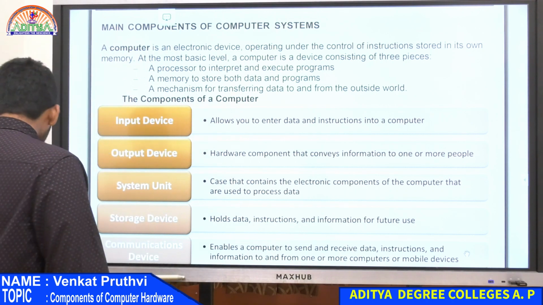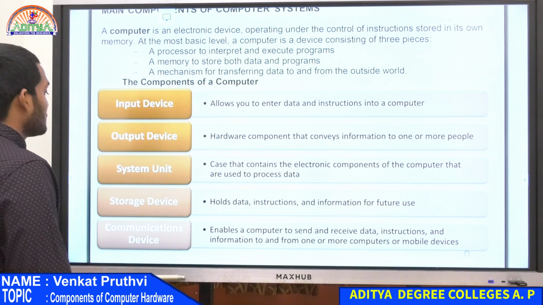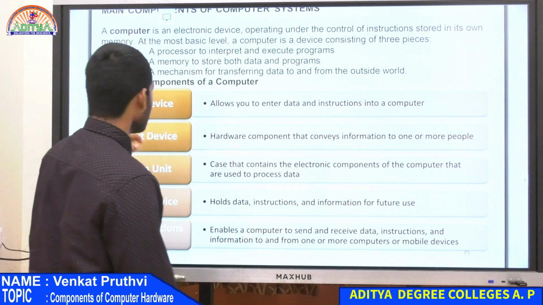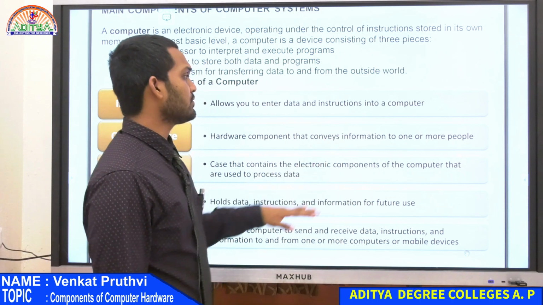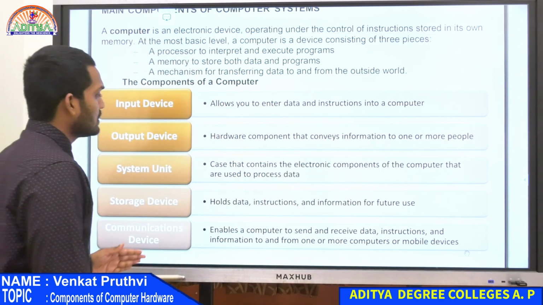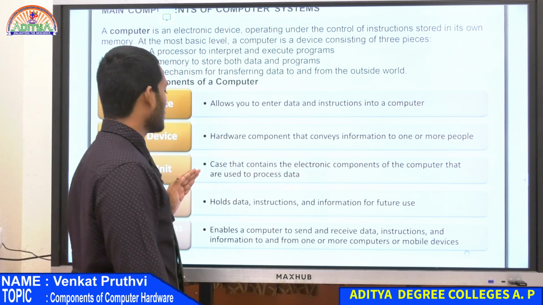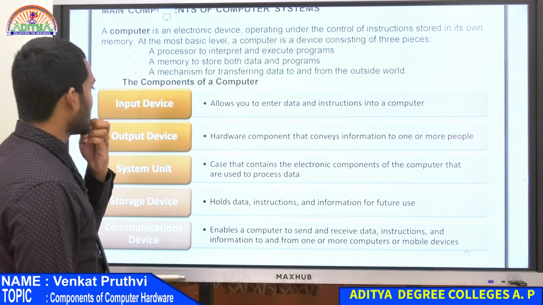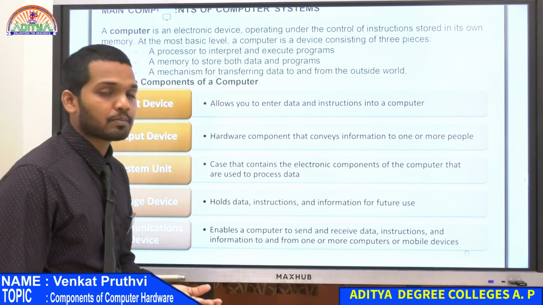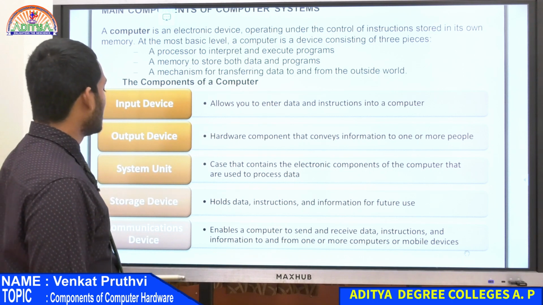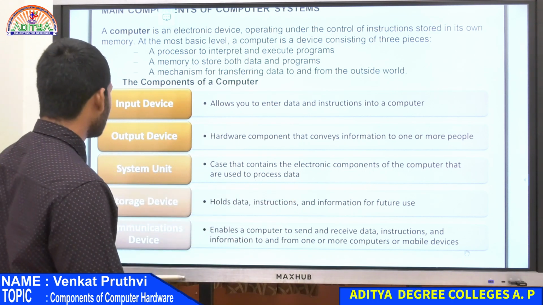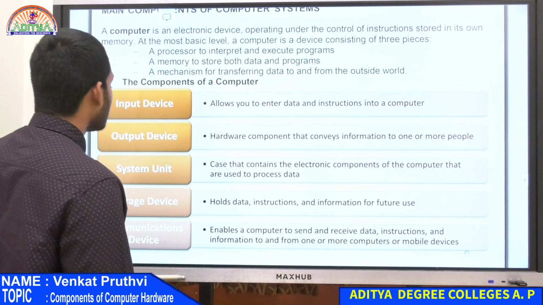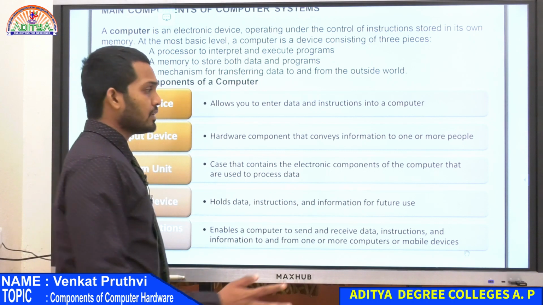So we all know about this. The components of a computer are input device, output device, system unit, storage device, communication device. Your input device allows you to enter data and instructions into a computer. Output device is a hardware component that conveys information to one or more people. And system unit contains the electronic components of the computer that are used to process the data. That means you can consider this as your hardware component, and your input and output devices are the ones which are used for inputting instructions and getting the required information outside. Storage devices hold data, instructions and information for future use. Communication devices enable a computer to send and receive data, instructions and information to and from one or more computers or mobile devices. So when you see here, all of them are related to your hardware component.